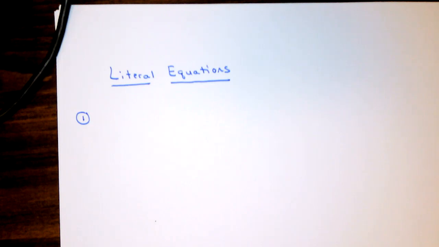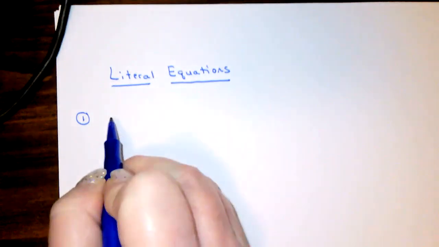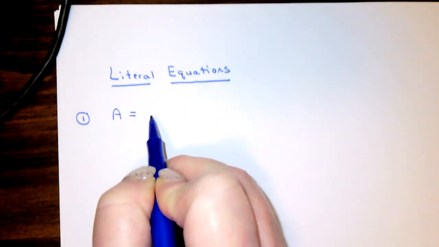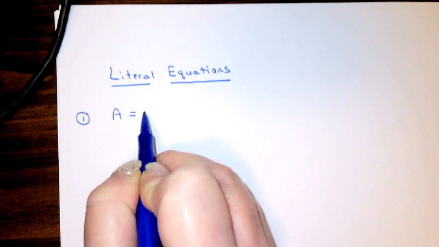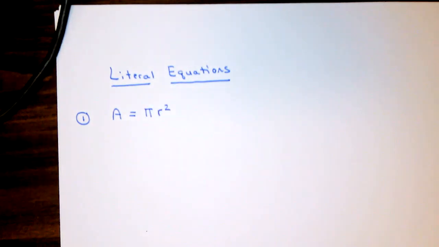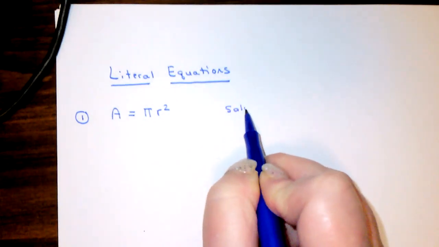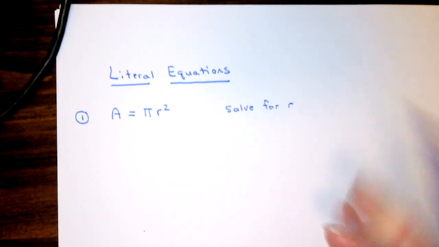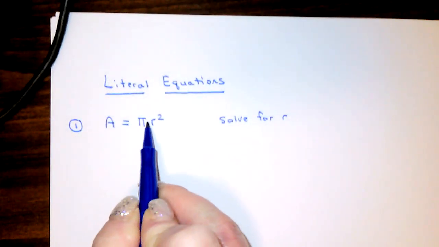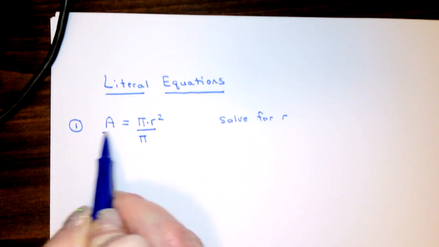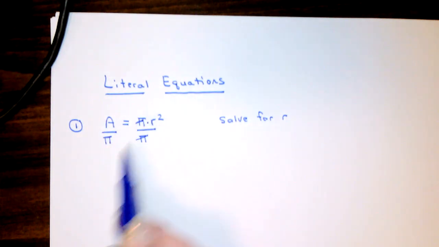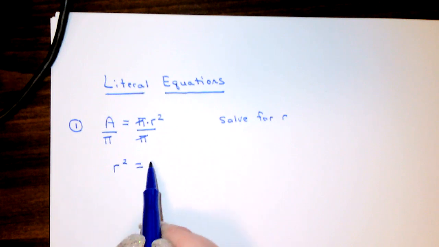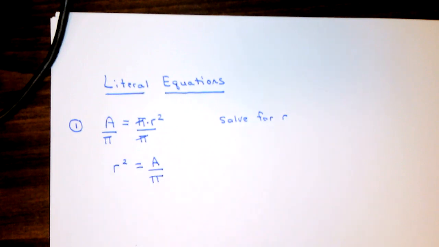And the last part, you might encounter some what's called literal equations, which means it's going to give you an equation and you have to solve for a specific variable. So if we had area equals pi r squared, and we're going to say that you have to solve for r. Okay, so we're going to first get rid of multiplication by dividing. So I'm just going to turn it around like this. R squared equals a over pi.